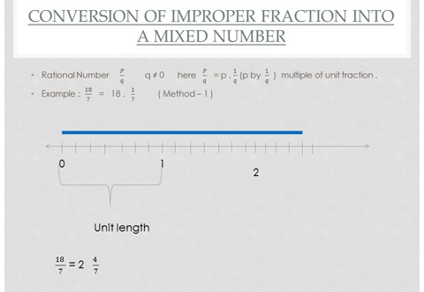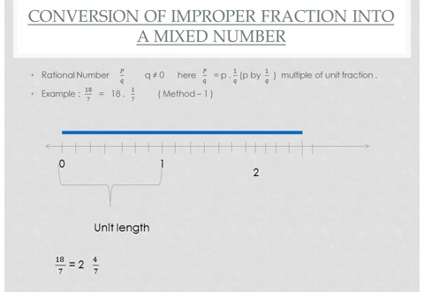In mathematics, a rational number is a number that can be expressed as the fraction p upon q of two integers. Here p is the numerator and q is the non-zero denominator. Every integer is a rational number. Let's learn conversion of an improper fraction into a mixed number.